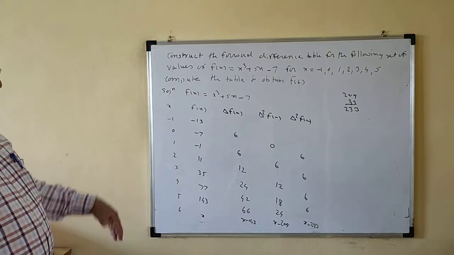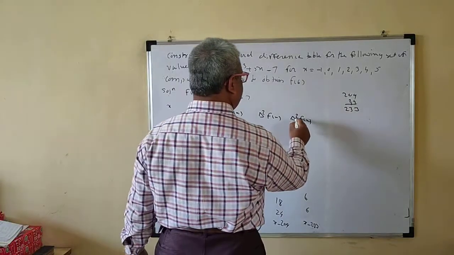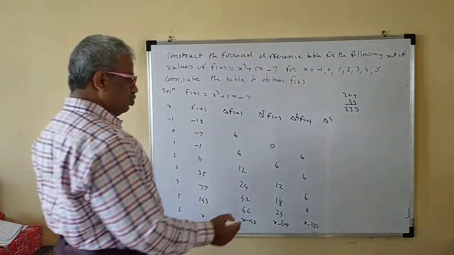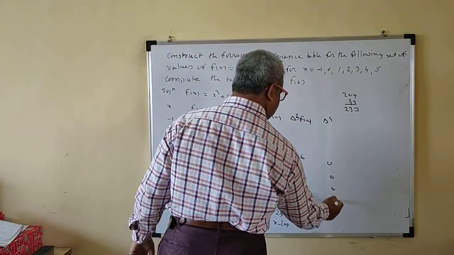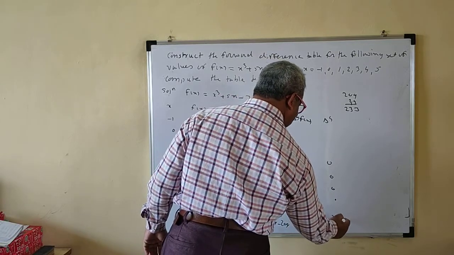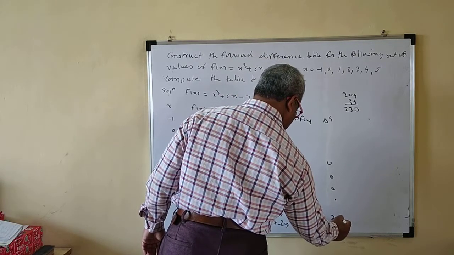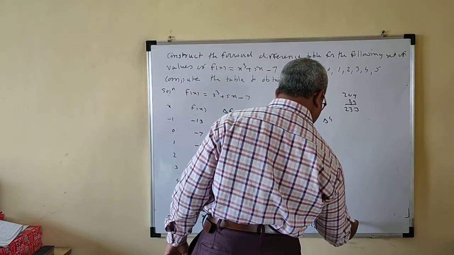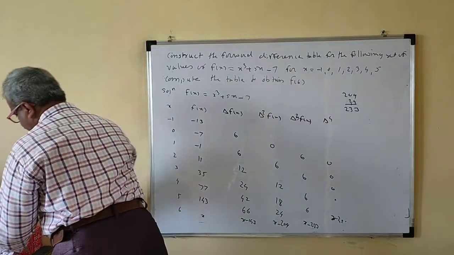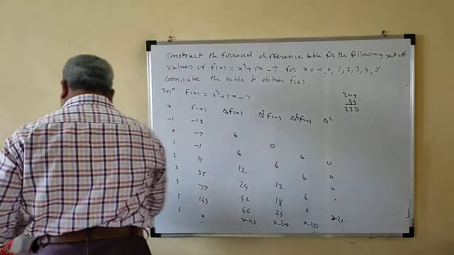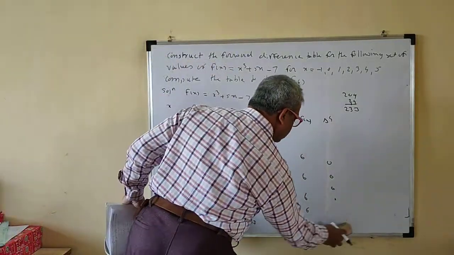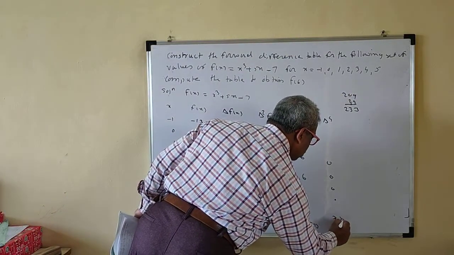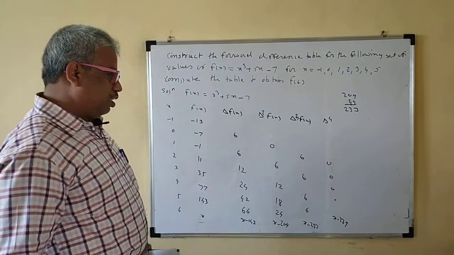Okay, so we go to del to the power 4. Find del to the power 4. It will be 0, 0, 0, 0, 0, 0. Then x minus 239. This is 0, x minus 239. Now here, del to the power 4 f of x.